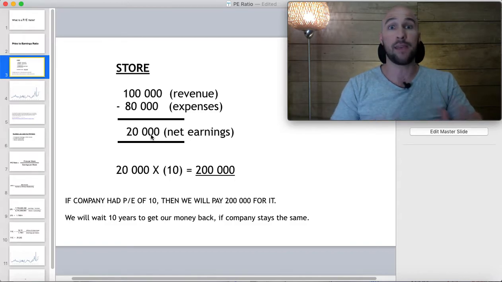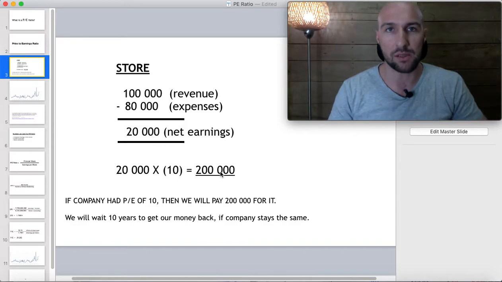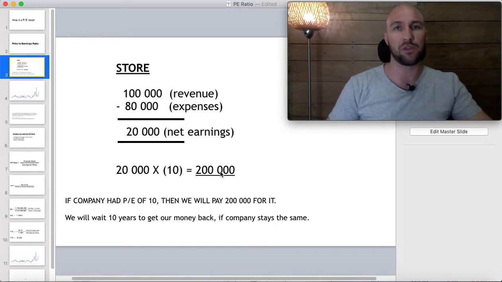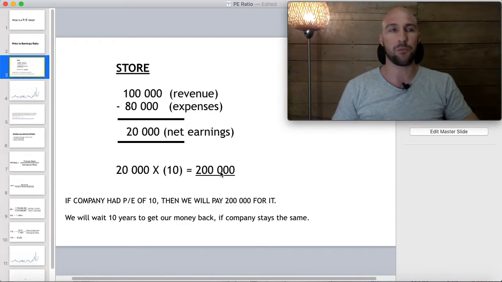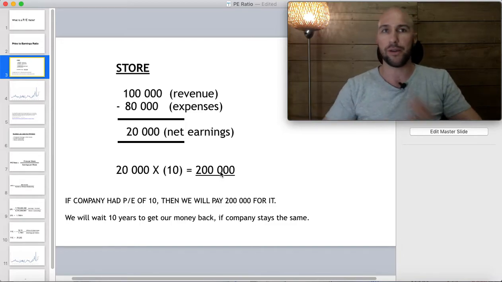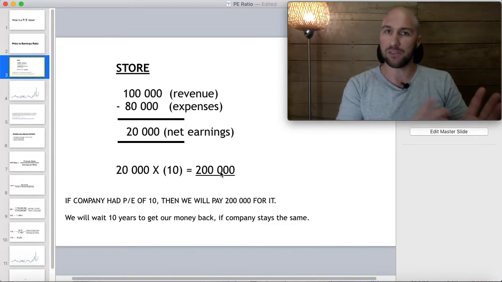I will take a 10 multiple. So that's a PE of 10. That means we take this 20,000, multiply it by 10, and we get 200,000. So you give 200,000 to the owner, and now you can get the candy store. If you have a private company, 10 is simply a good PE ratio to work on. Some companies work on 5, some on 15, depending on the company itself, but that's private.